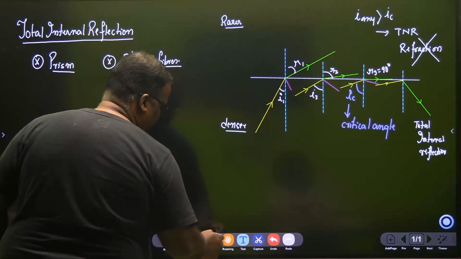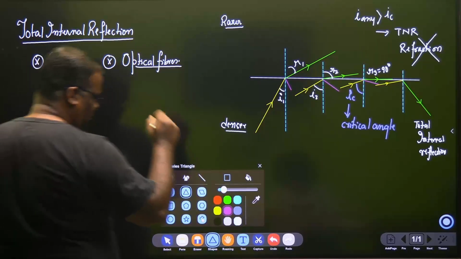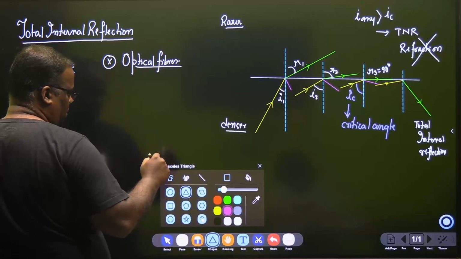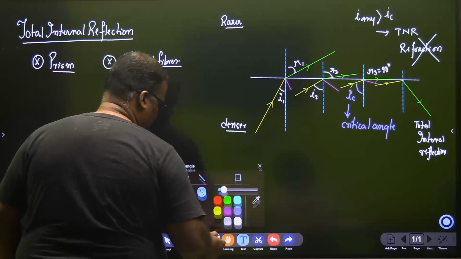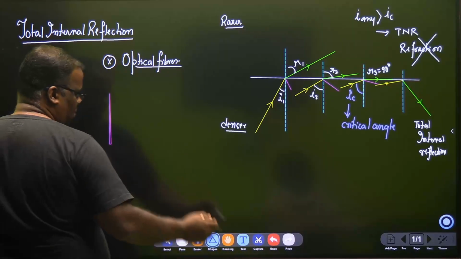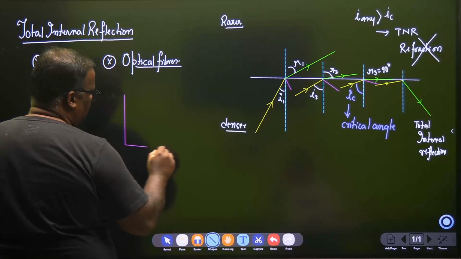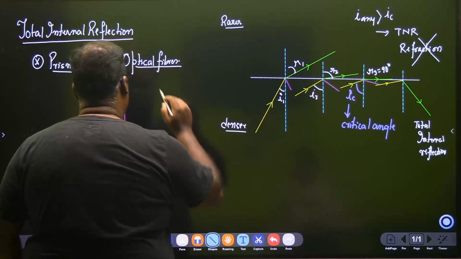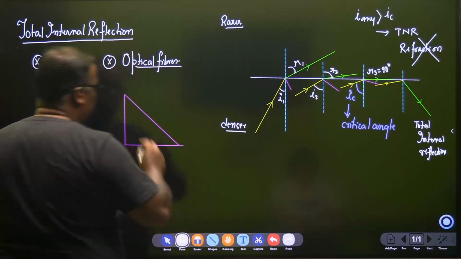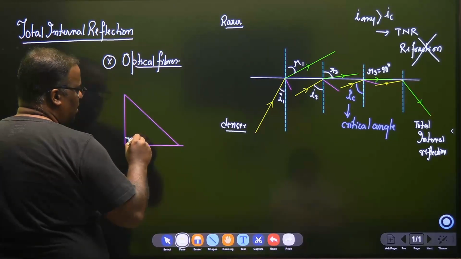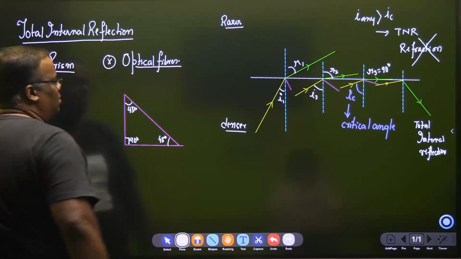Let's take an isosceles prism. You use total internal reflection to turn images by 90 degrees using a prism. So this is 90, 45, and this is also 45. This is a prism.